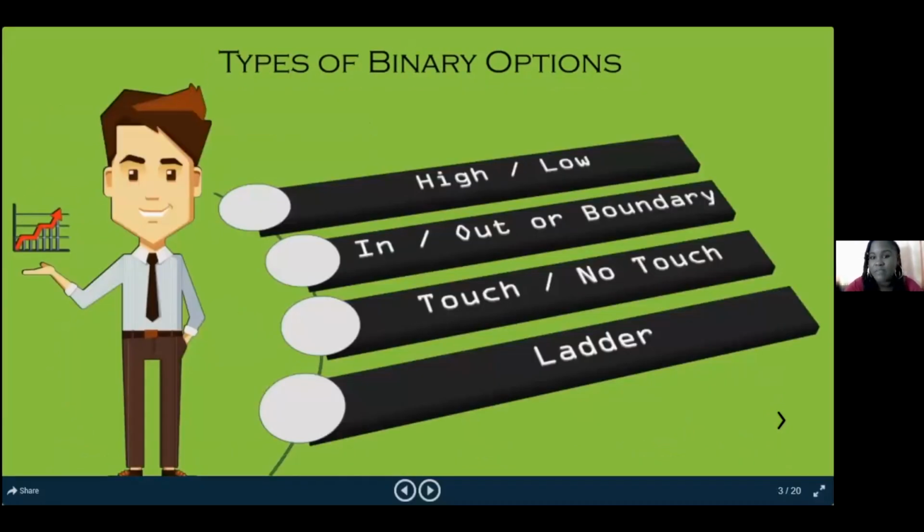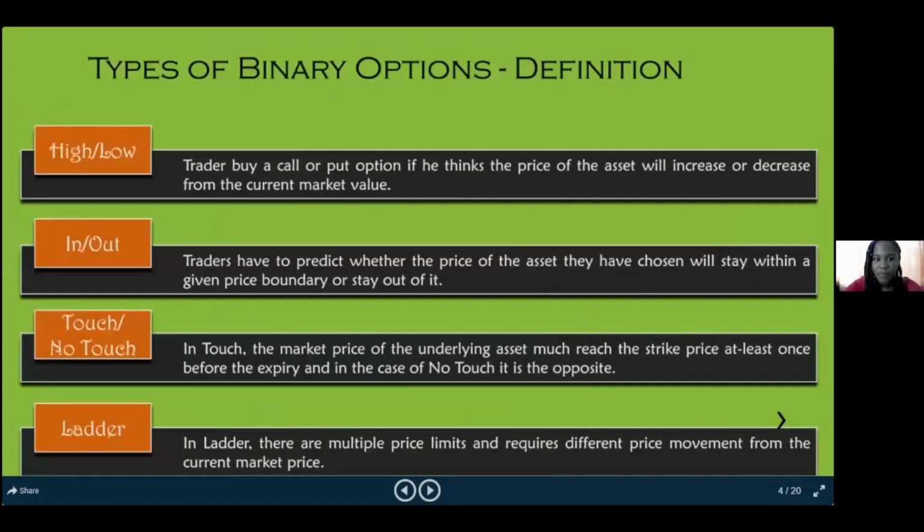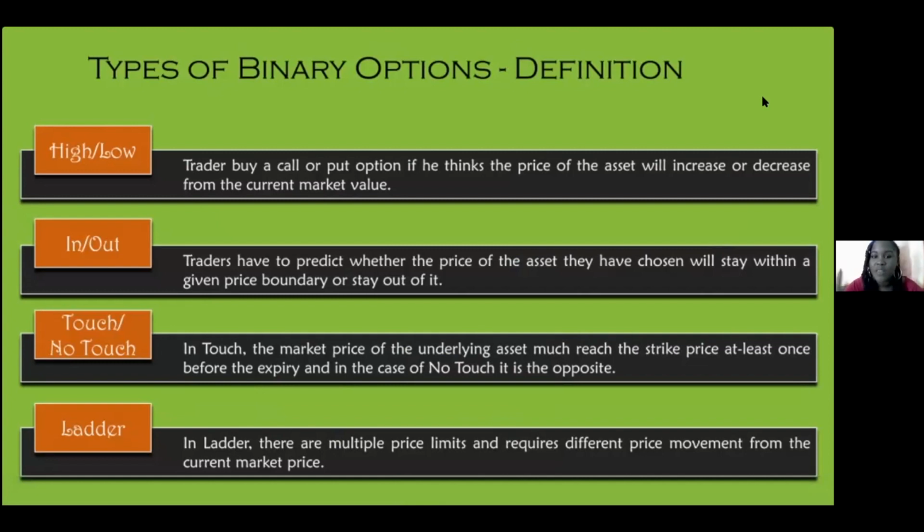Now, there are different types of binary options. There's high-low, in and out or boundary, touch, no touch, and ladder options. The high-low option is when a trader buys a call or put option if they think the price of the asset will increase or decrease from the current market value. This is the type of binary options trading that we normally focus on, but we do also have three other types that any trader can take part in.